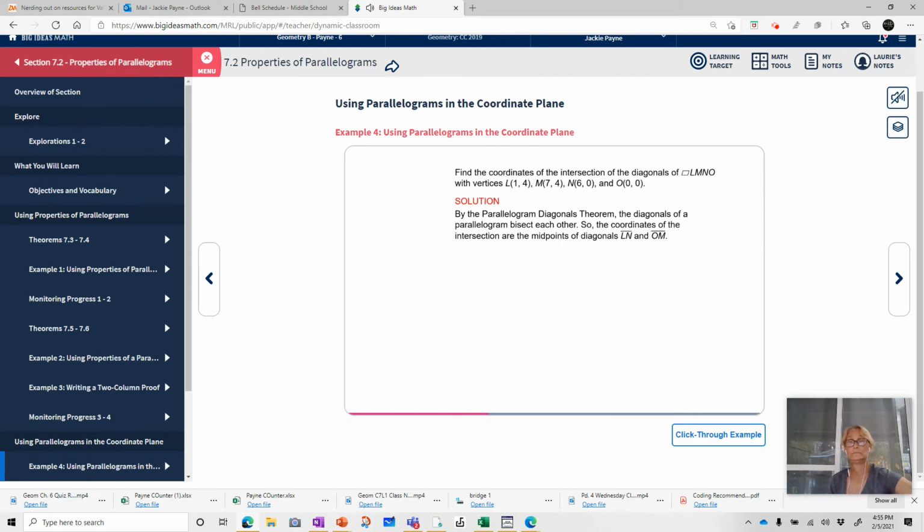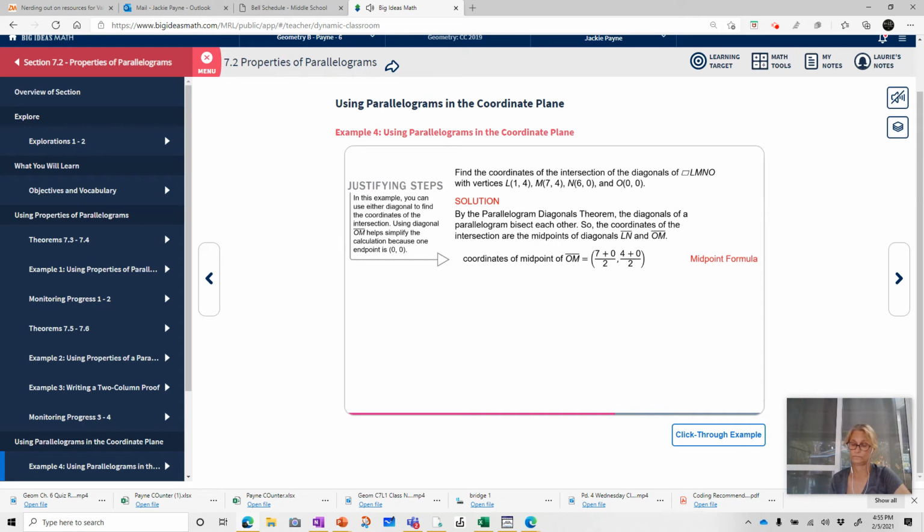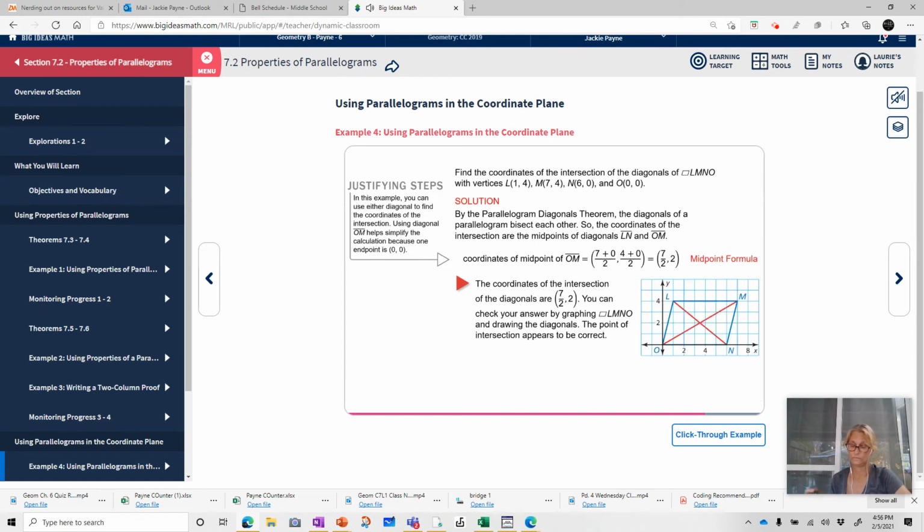So, the coordinates of the intersection are the midpoints of diagonals LN and OM. In this example, you can use either diagonal to find the coordinates of the intersection. Using diagonal OM helps simplify the calculation because one endpoint is (0, 0). Using the midpoint formula, the coordinates of the midpoint of segment OM are (7 plus 0) all divided by 2, (4 plus 0) all divided by 2, which equals (7/2, 2). So, the coordinates of the intersection of the diagonals are (7/2, 2). You can check your answer by graphing parallelogram LMNO and drawing the diagonals. The point of intersection appears to be correct.